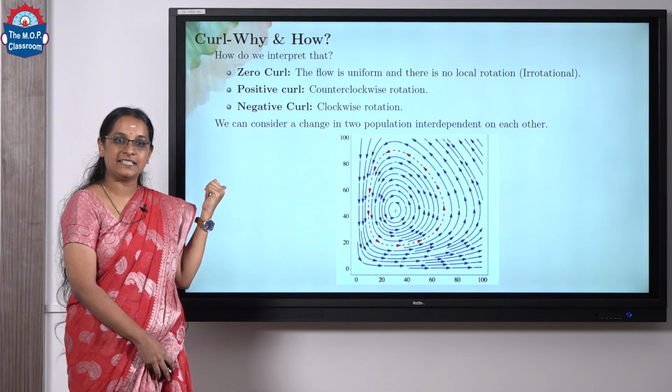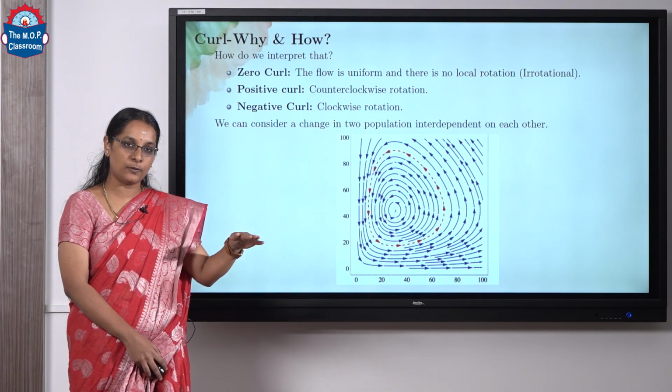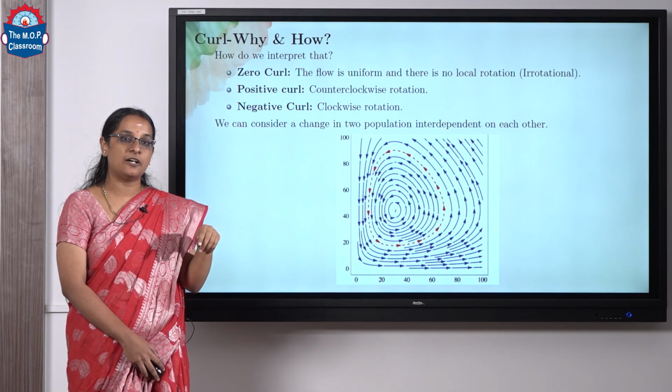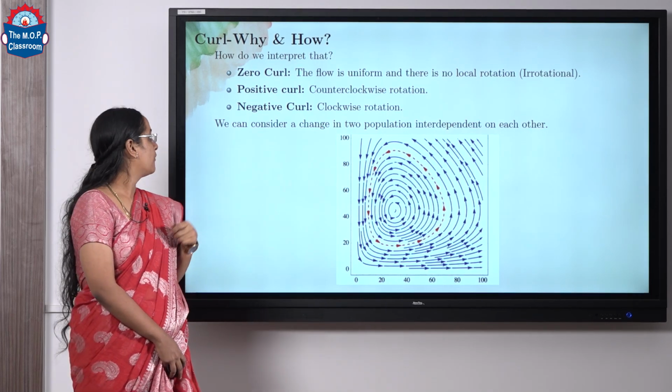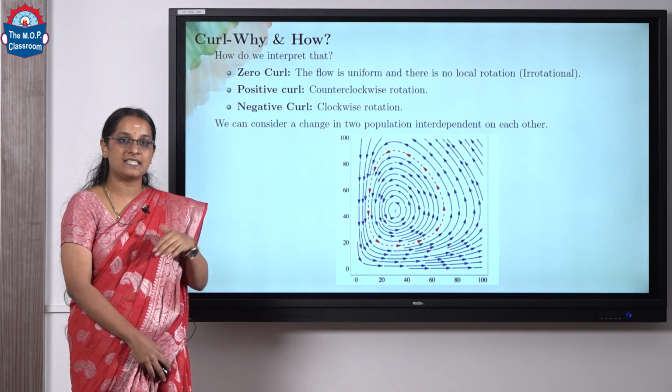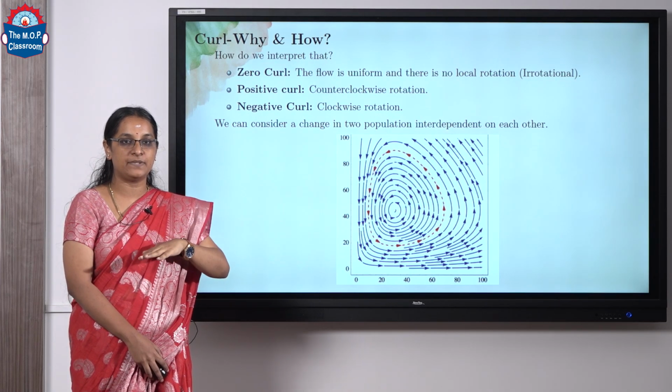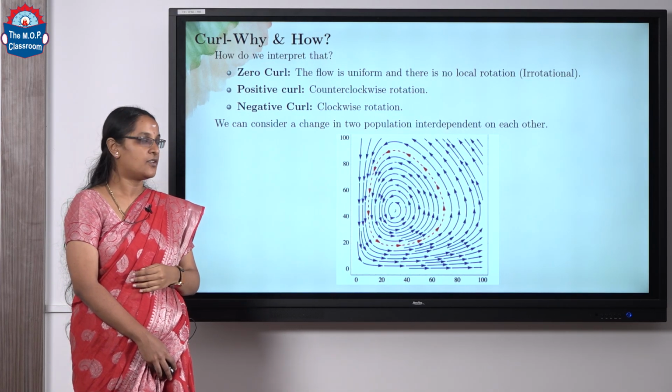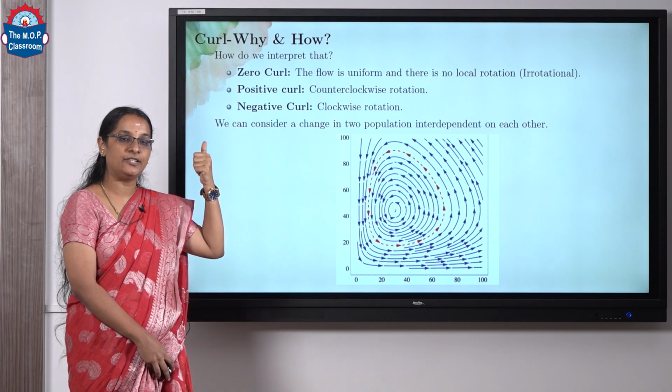When the curl is negative, that indicates that the fluid experiences a rotation, but now in a clockwise direction. When you have a zero curl, it means that there is no local rotation happening in the fluid surface. So this is how we categorize based on the value of curl.